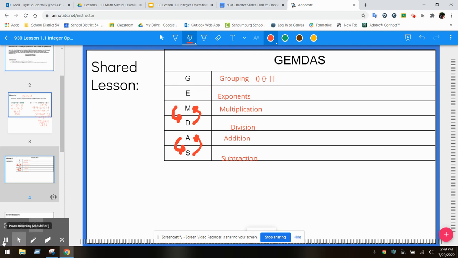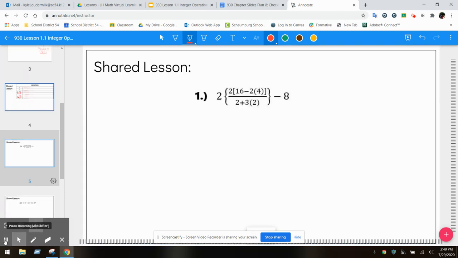We're going to move on to the next slide. Now here's our first example. A lot of order of operations going on here. We have a 2 outside of brackets, then we have brackets within our numerator, we have parentheses in our numerator, we have a parenthesis on our denominator, then we have a -8 all at the end.